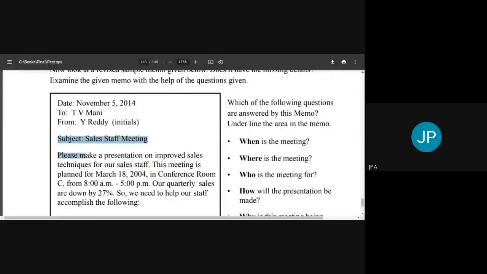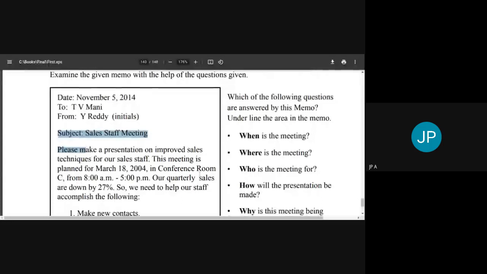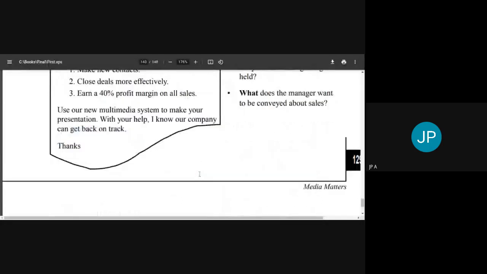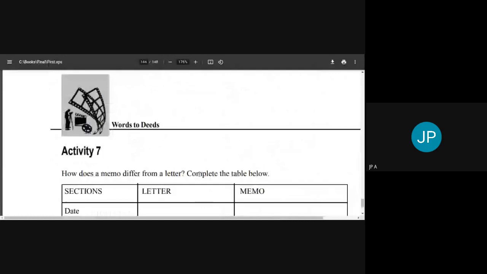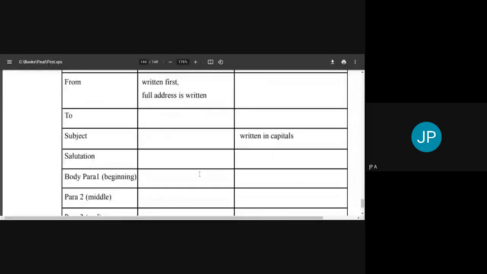Whereas in a letter, you will have a salutation like sir, madam, dear madam, or dear sir/madam, etc. But such salutations will not be seen in a memo.